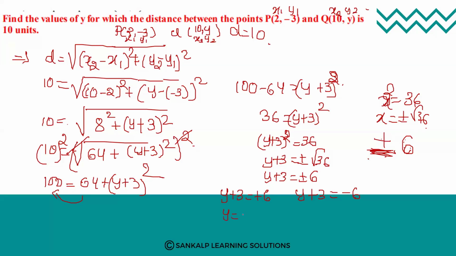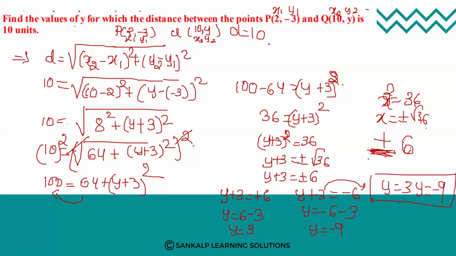Now y plus 3 is equal to 6. Transfer this 3 to this side. y is equal to 6 minus 3, which is 3. Now y plus 3 is equal to minus 6. Transfer this 3 to this side, minus 3. Therefore y is equal to minus 9. Now you got two values, that is y is equal to 3 and y is equal to minus 9. These are the values of y.